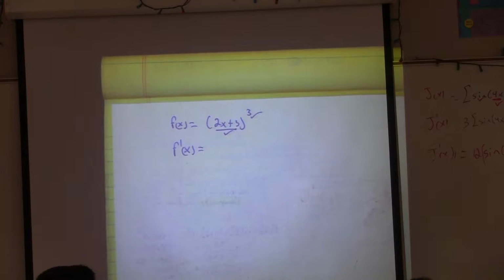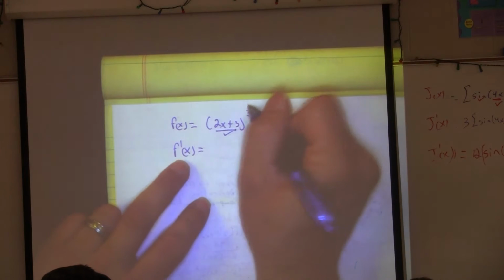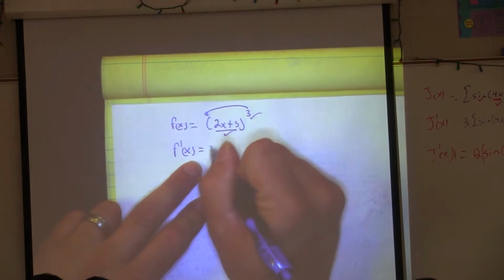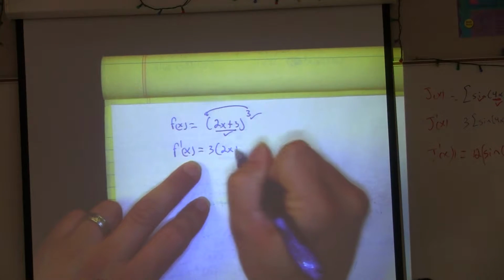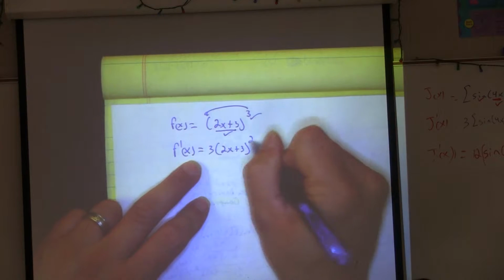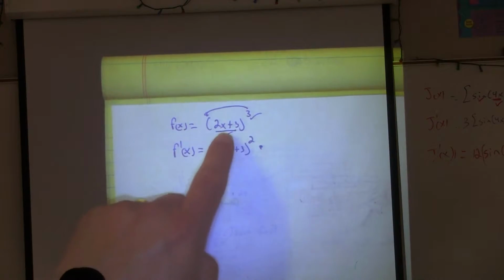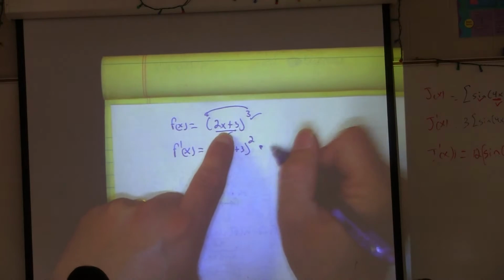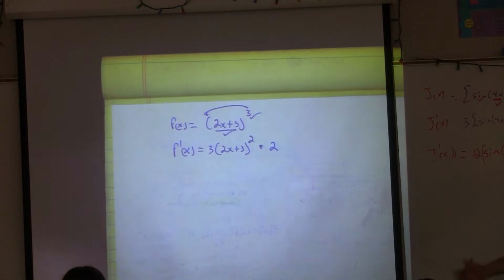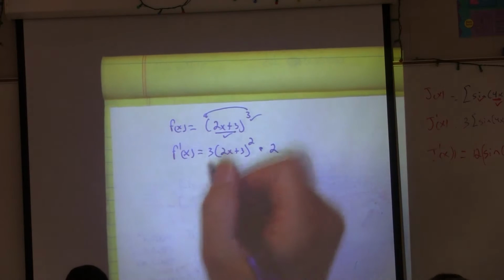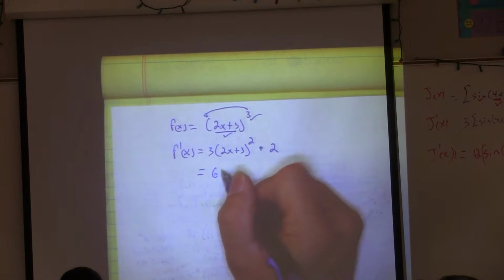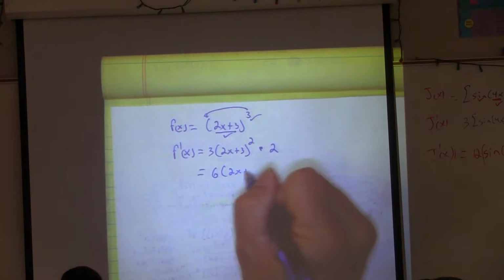Imagine. Alright, so what would we do here first? Derivative of that outside layer. So that would give me what? 3 times 2x plus 3 to the second. We're not done. Times the derivative of the inner layer, which is 2. And now we're done because there are no more layers to do. And this could be rewritten as 6 times (2x plus 3) squared.